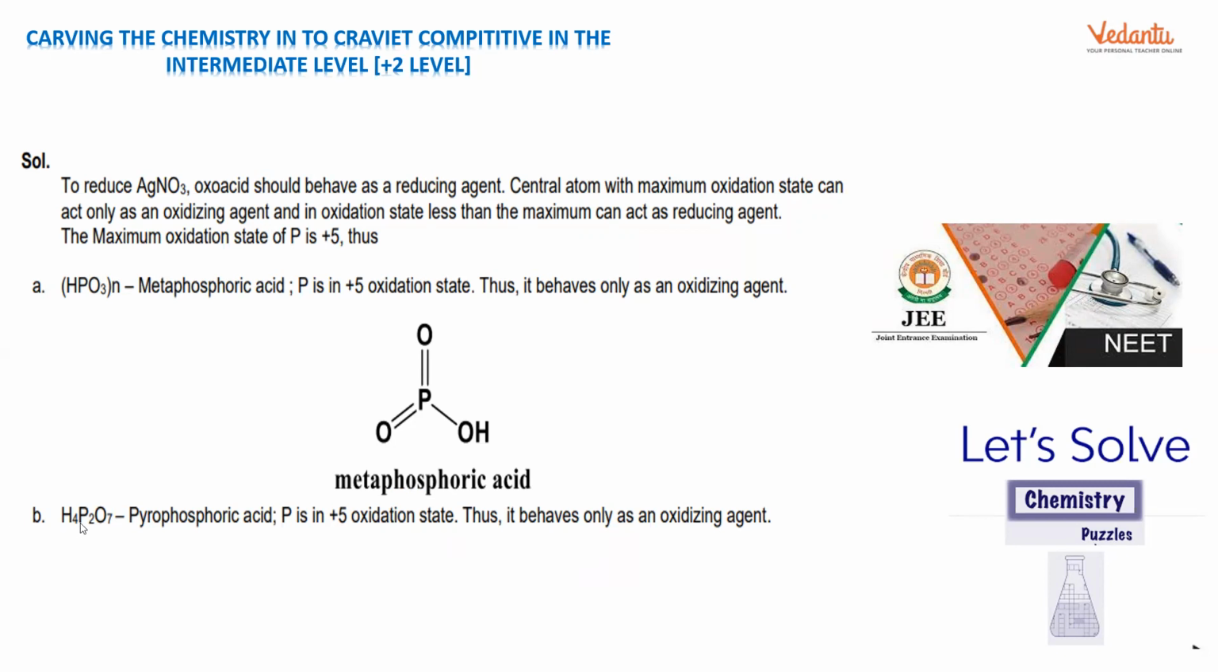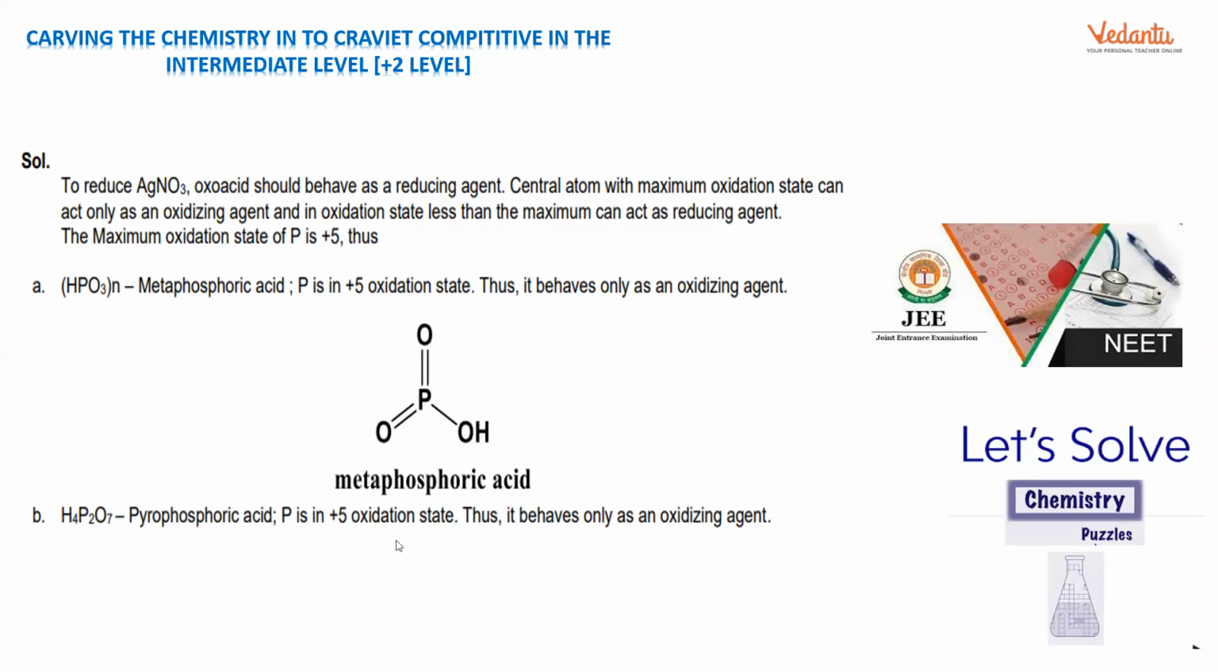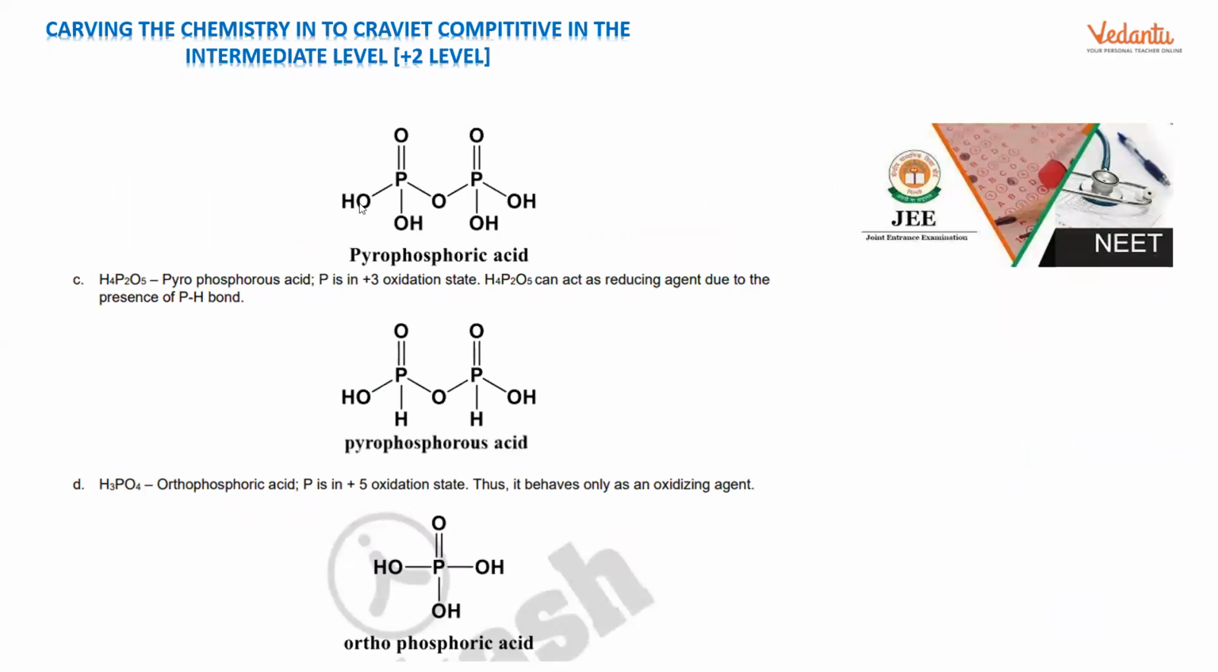Go with compound number 2, option B, H4P2O7, called pyrophosphoric acid. The pyrophosphoric acid is a dimer, where phosphorus is accompanied by oxygen, OH, and an ether linkage, right? So let's find out what the oxidation state of this phosphorus could be. The two phosphorus atoms are symmetrically bonded. Symmetrically means both have an equal environment.